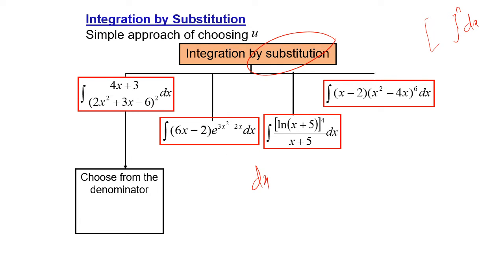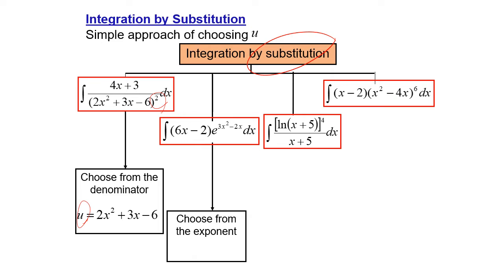Let's see how we solve this type of question. The first one, we choose from the denominator because the denominator has a power of 2. So u will be 2x squared plus 3x minus 6. This is the one we choose to substitute. So we substitute the 2x squared plus 3x minus 6 with u. And then for the second one, the exponential, we take 3x squared minus 2x. We choose from the exponent. If we have a denominator, then we choose from the denominator. If we have an exponent, we choose from the exponent, which is u equal to 3x squared minus 2x.